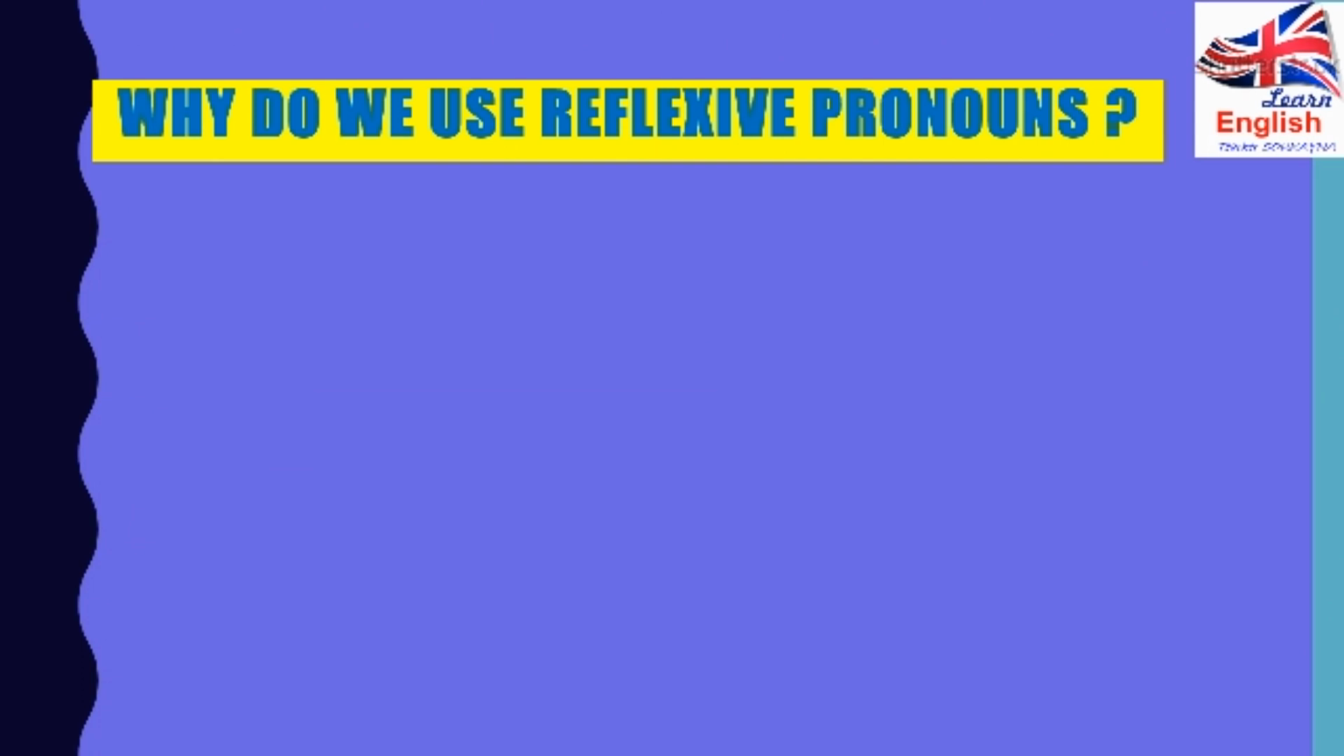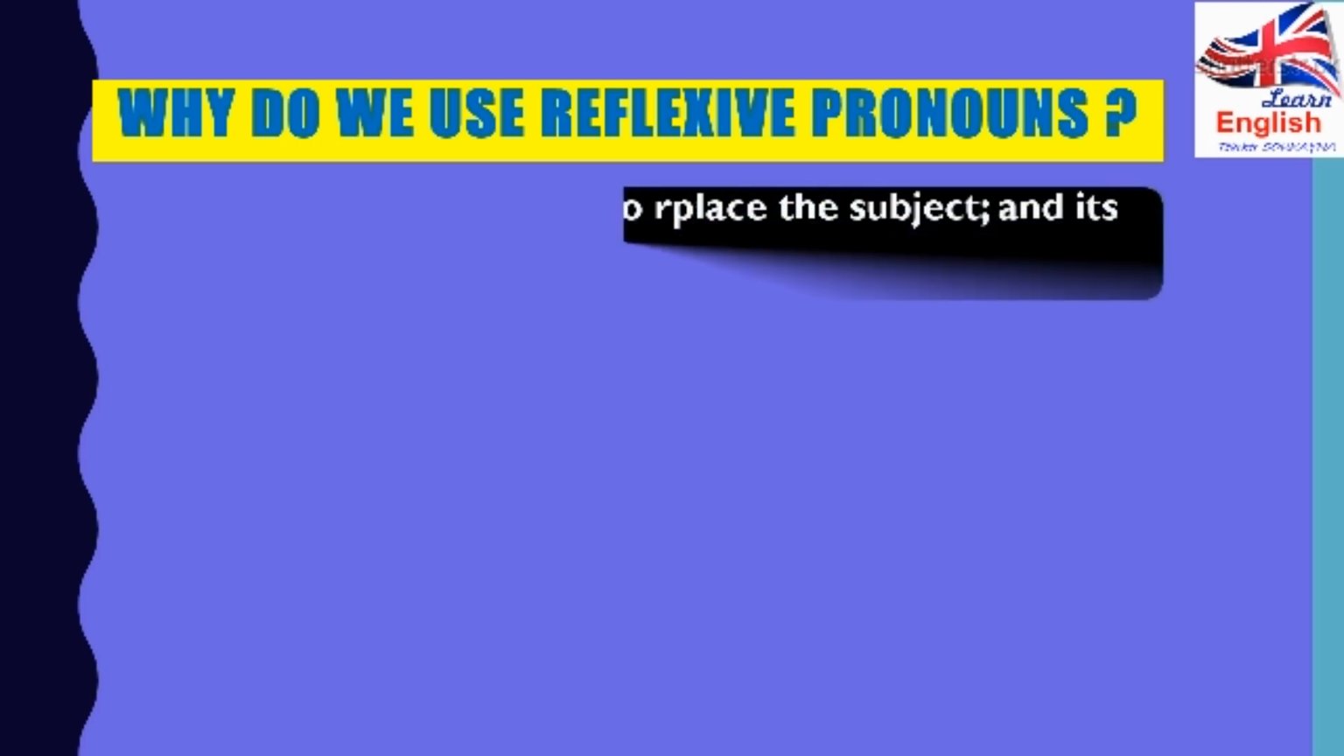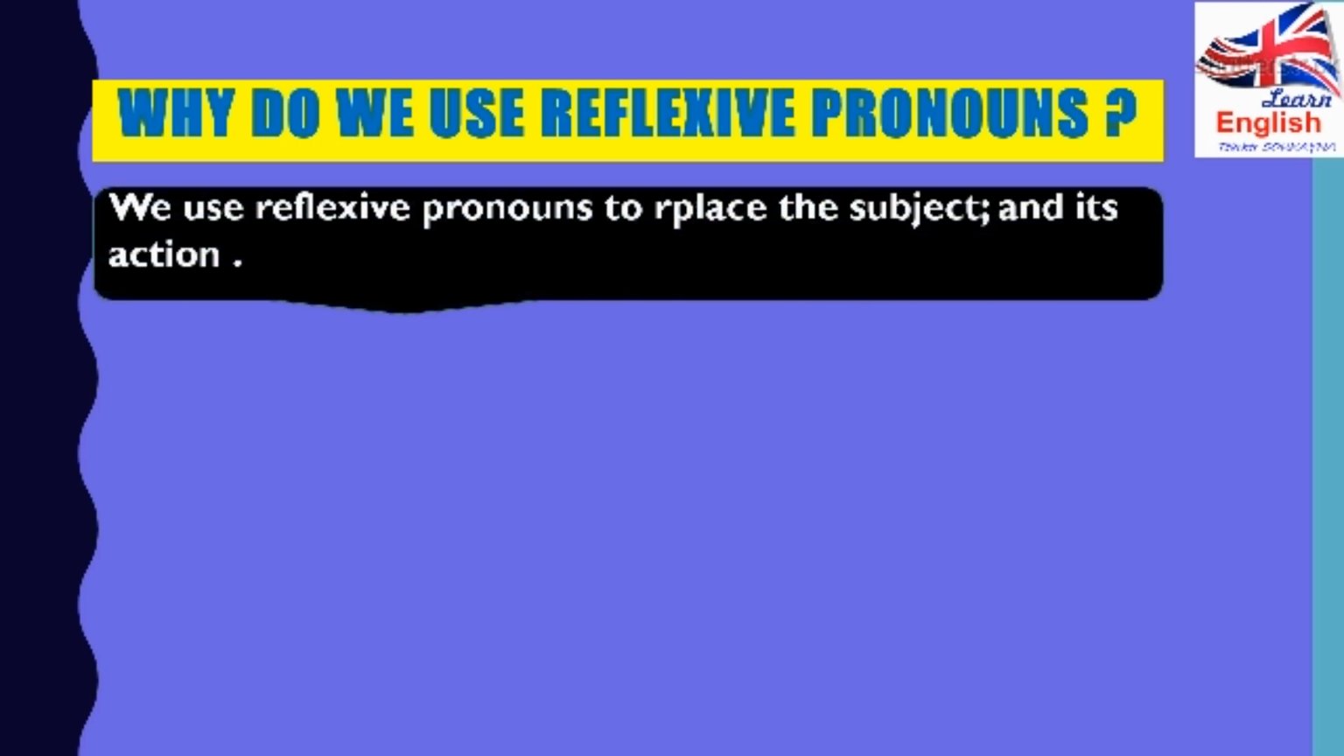Why do we use reflexive pronouns? What is the function of reflexive pronouns? We use reflexive pronouns to replace the subject and its action. So it replaces the subject and its action. What does that mean? It means the subject does the action and the reflexive pronoun refers back to this action. We will see the example.